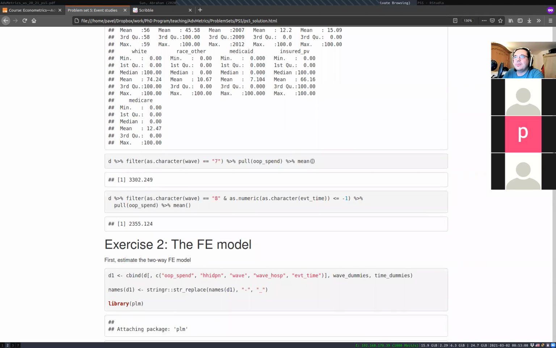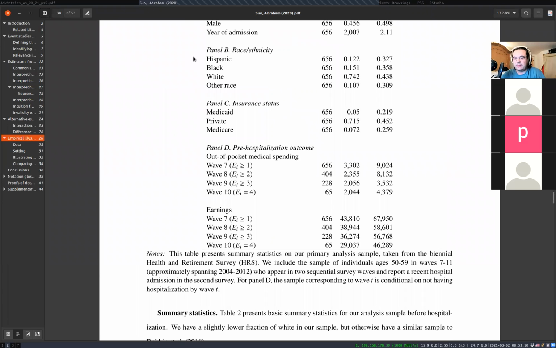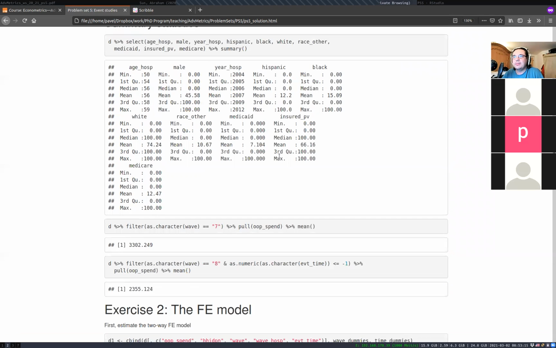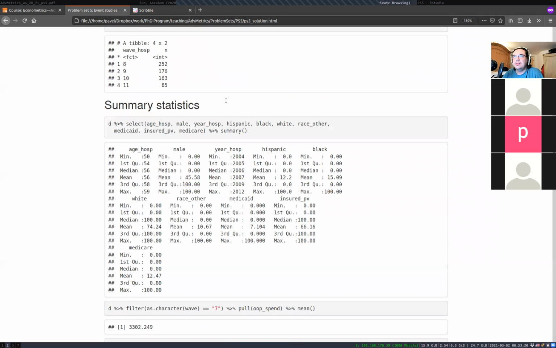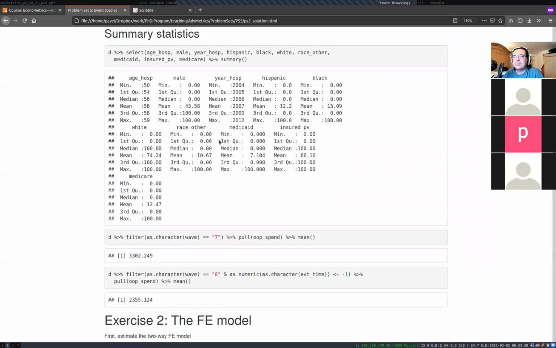So these are the summary statistics. Of course, we can calculate a nice matrix, put them there, and also get this kind of table. But it's clear that we have the same means for important variables and the same sample sizes.